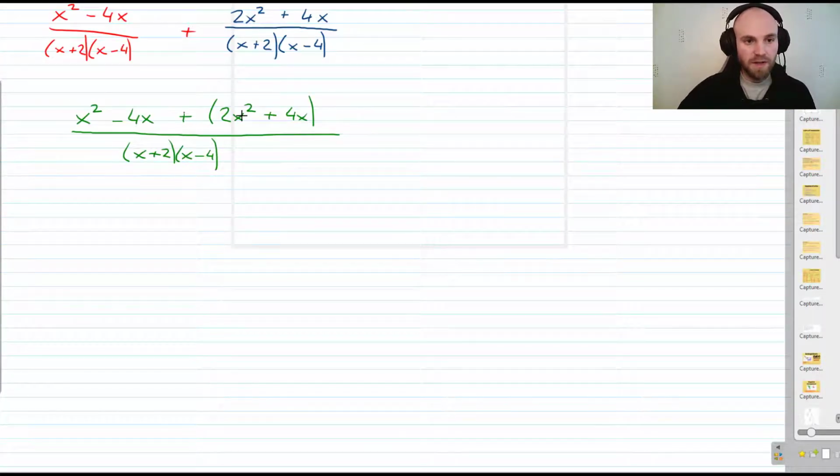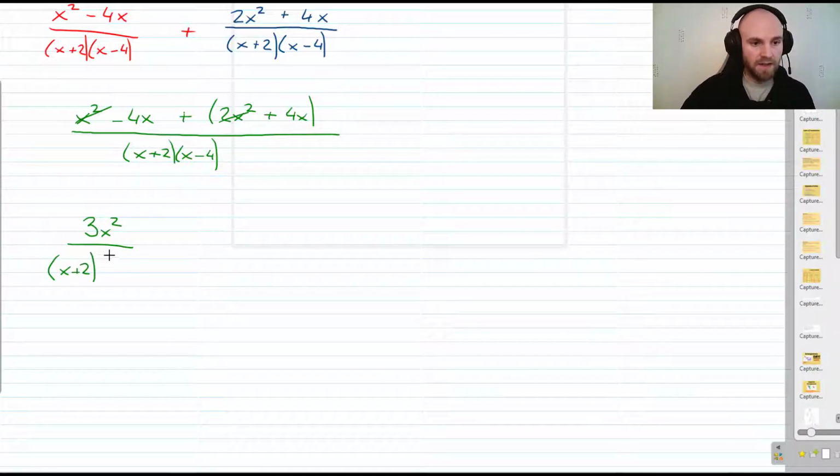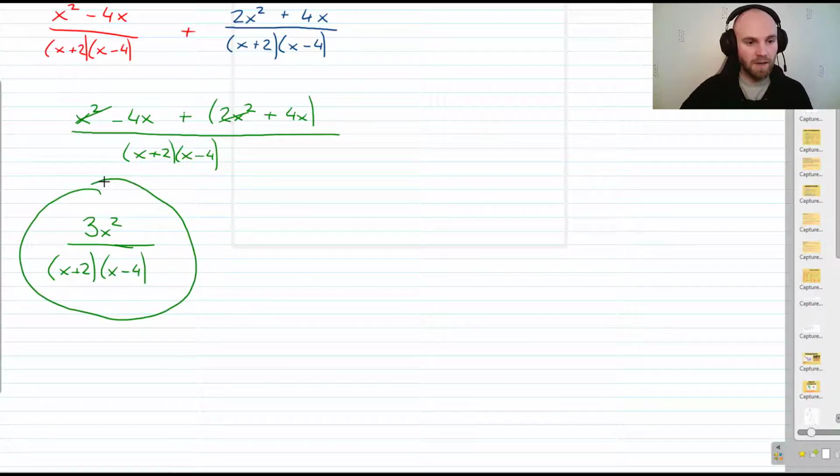So we have this x squared plus 2x squared, so that's going to leave us with 3x squared. We can just cross those out. We have minus 4x plus 4x, and that's going to leave us with 0. And then we can just put x plus 2, again, x plus 4. No need to multiply those brackets out. And that is our answer.